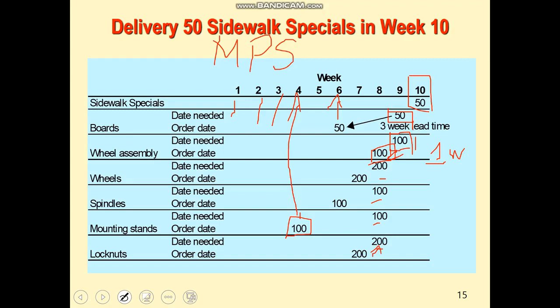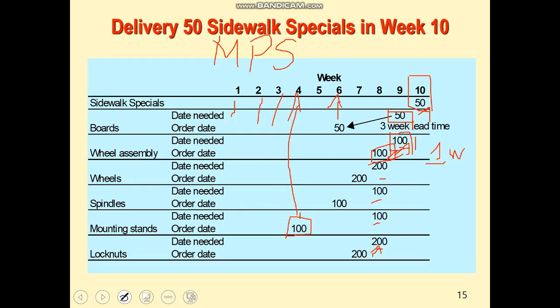And in week 9 we finish 100 wheel assemblies and finish 50 fiberglass boards and get ready to assemble the products. And then in week 10 we will have 50 finished products to deliver to the customer. So that is how we can use the combination of BOM and MPS.